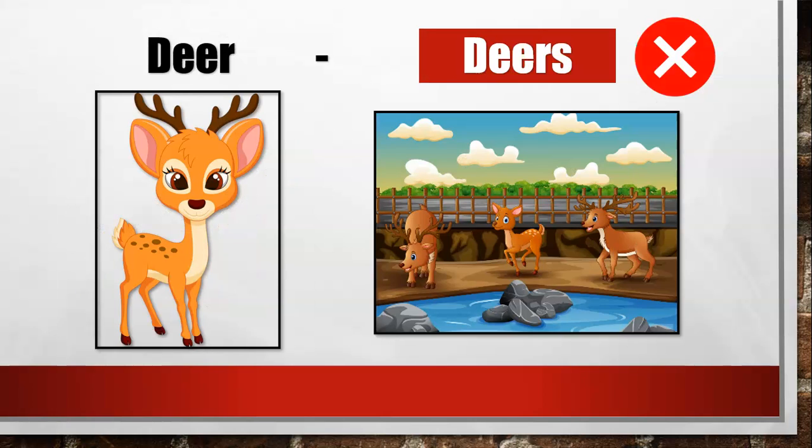One more, deer and deers. So often mispronounced as deer. This word is often mispronounced as deer and deers, but well, the pronunciation is deer and the plural is deer. It does not change, it remains the same.